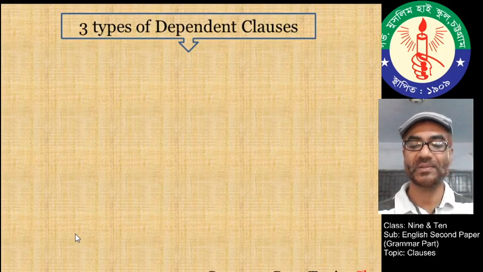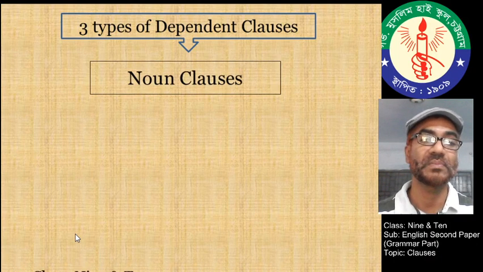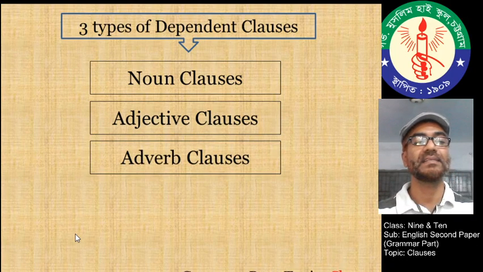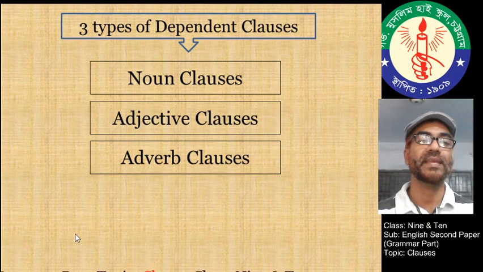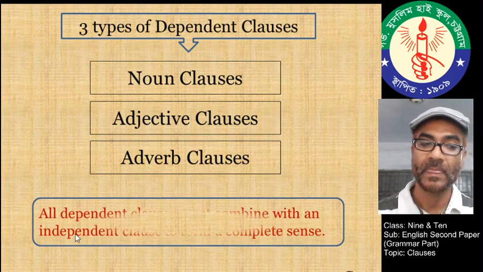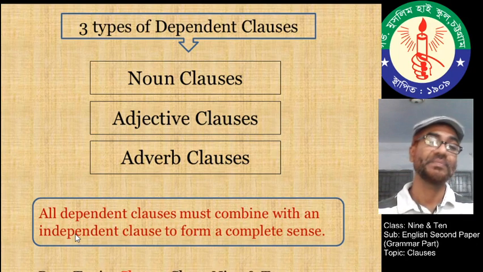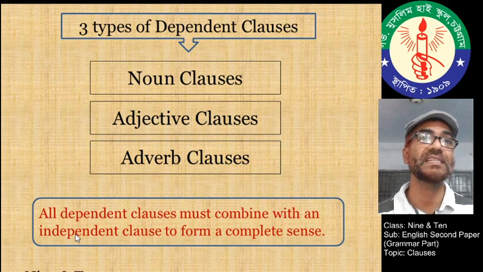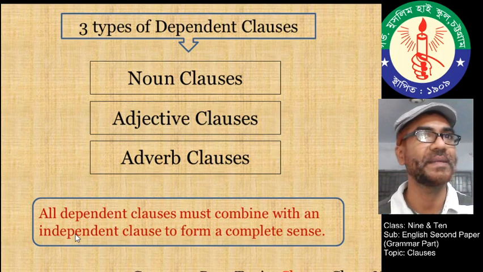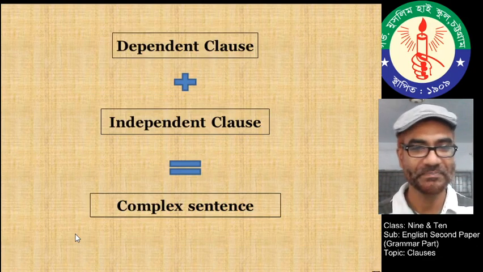Three types of dependent clauses. Yes, this one is very important. You see three types of dependent clauses. First one is noun clause, second one is adjective clauses, and the third one is adverb clauses. So here we find three types of dependent clauses: noun clauses, adjective clauses, and adverb clauses. And all dependent clauses must combine with an independent clause to form a complete sentence. You see, these noun clause, adjective clause, or adverb clauses cannot express their meaning by themselves. They must combine with an independent clause to form a complete sentence. Okay?